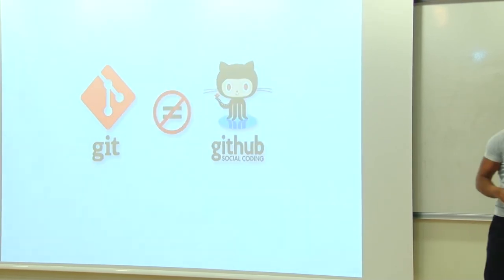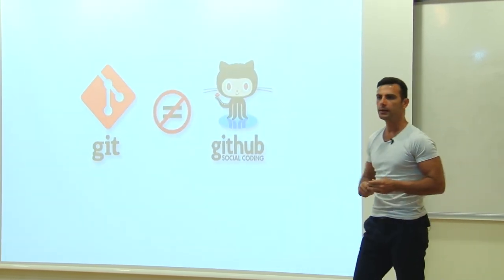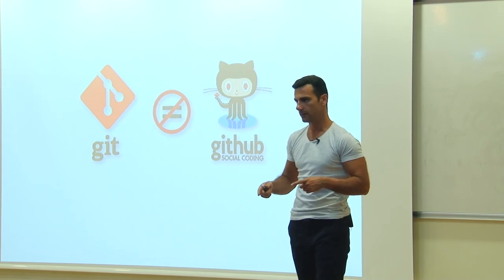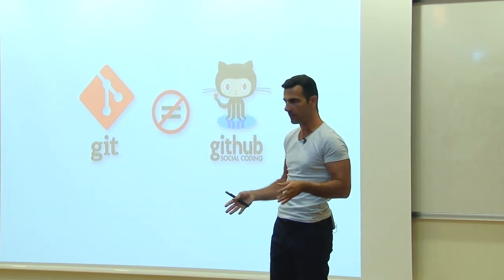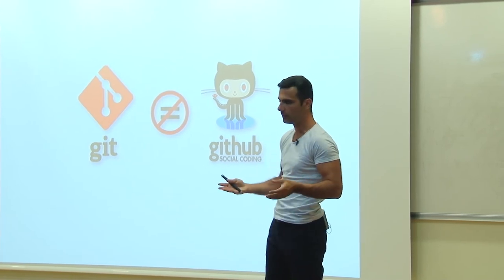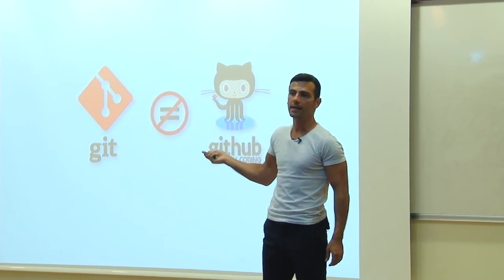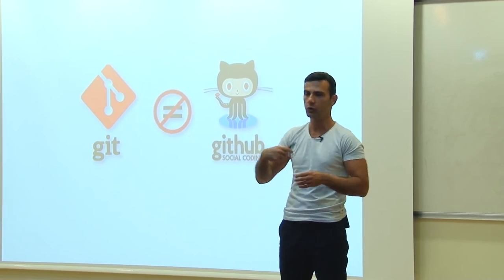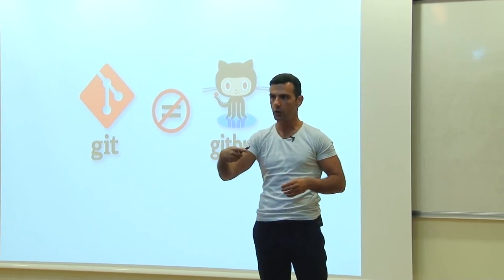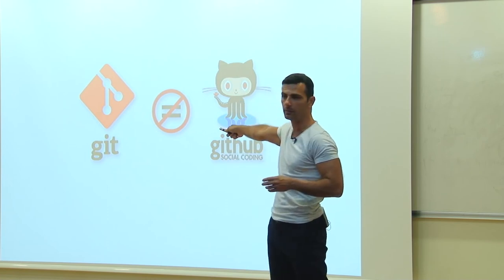Now, there is a website called GitHub. GitHub is not the same as Git. Git is just a program that allows you to do the various things I mentioned. It allows you to manage your code. GitHub is a website that hosts Git. So just like you can share with your friends, you can also share your code with GitHub.